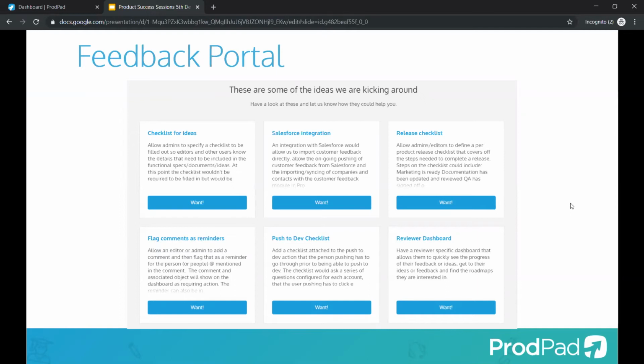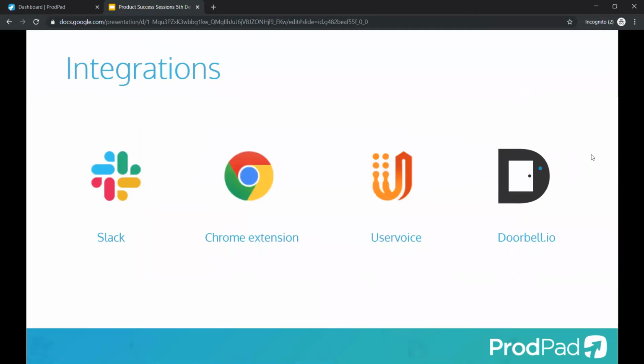If you haven't set up a feedback portal yet, it's a great way to make it easy for customers to give you feedback. A couple of other ways that we pull in feedback as part of product processes is through a number of integrations. If you're using Slack, you can add feedback into Slack and it will go directly into ProdPad. This is great for bringing other teams into that process as well.